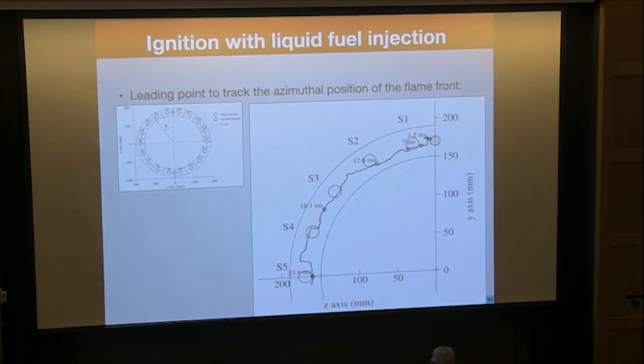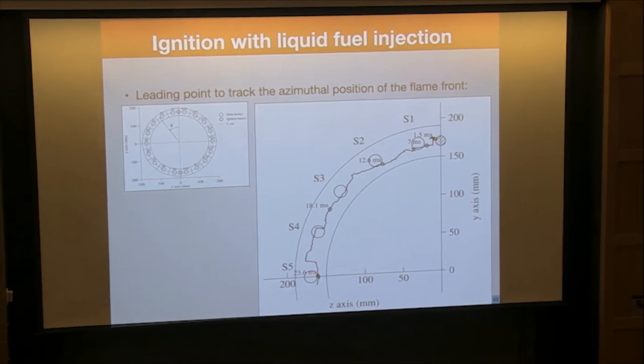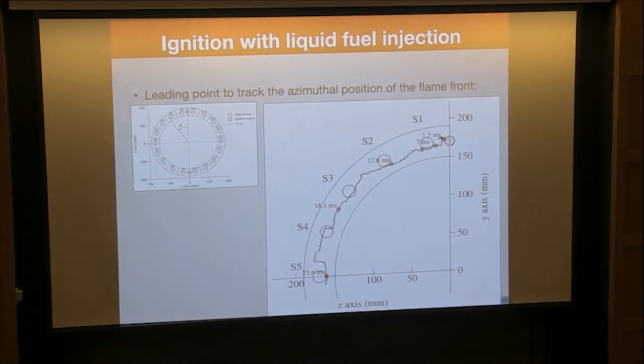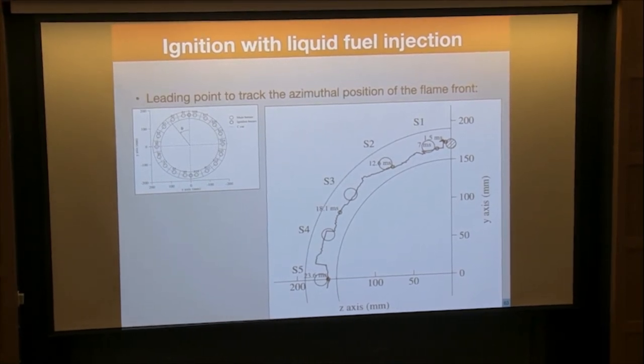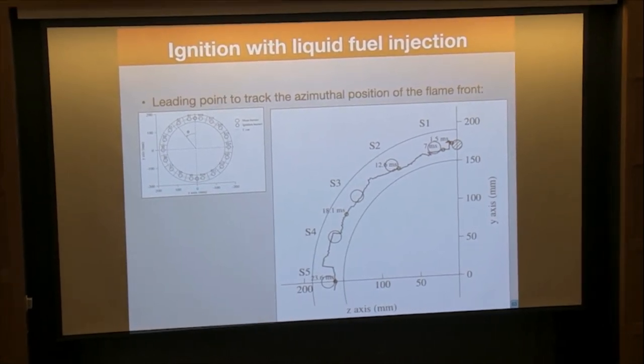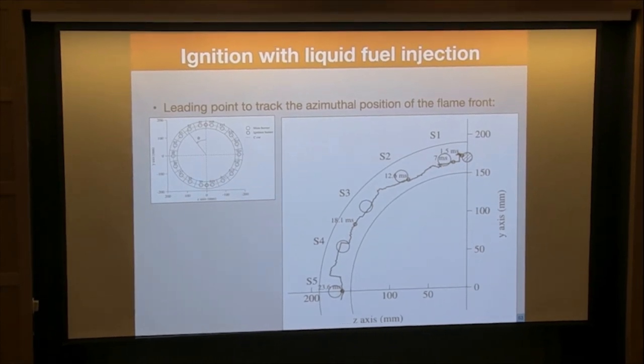So this is the result of the leading point that we just saw in the movie. The leading point starts from here, where you have the hot jet. Here there is no hot jet, okay? So this leading point is traveling all over the chamber until it reaches this point after 24 milliseconds. Now that you have the trajectory, you can compute the speed. And the speed, that's where things get interesting. Remember, this is kerosene at 1 bar. Flame speed is 40 centimeters per second.